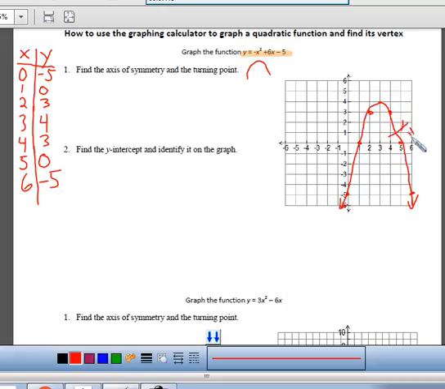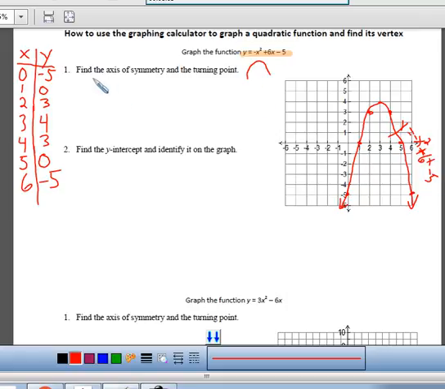So y equals negative x squared plus 6x minus 5.